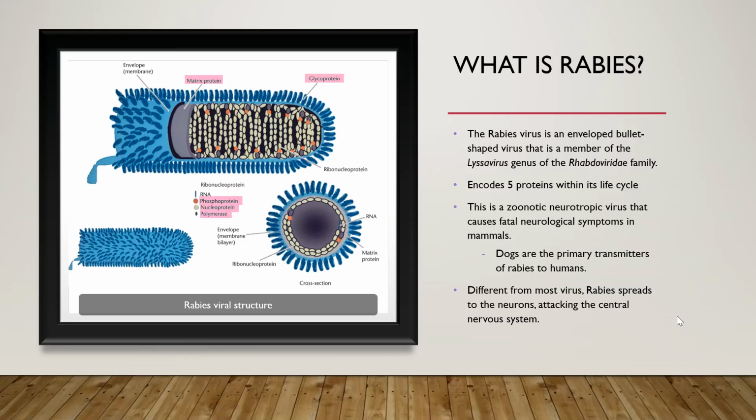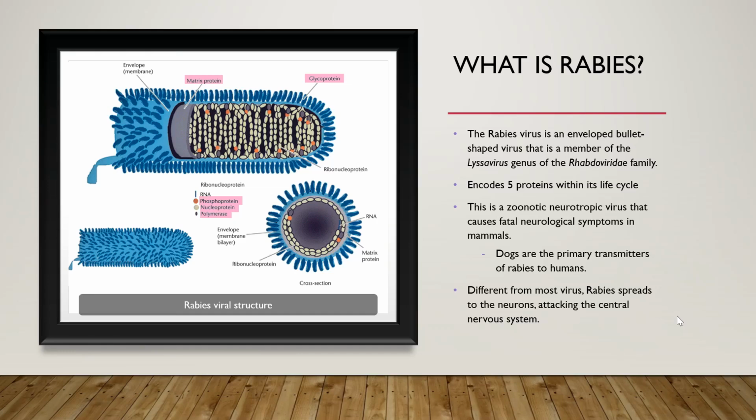So, what is rabies? The rabies virus is an enveloped, bullet-shaped virus that is a member of the Lyssavirus genus and of the Rhabdoviridae family. This virus encodes 5 proteins within its life cycle. These proteins are highlighted in pink on the left. In this diagram, that is the structure of the rabies virus.